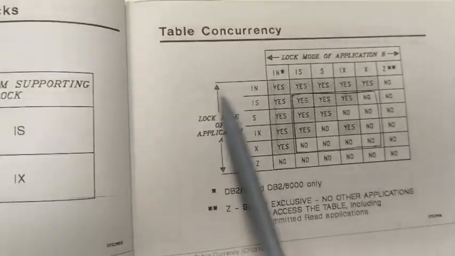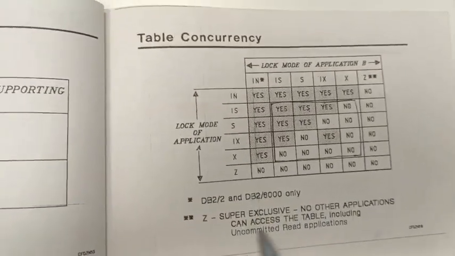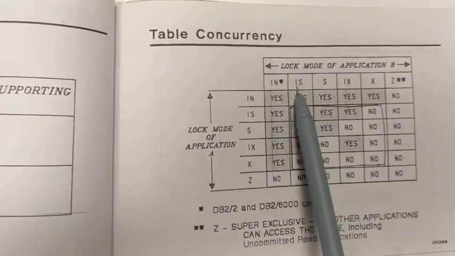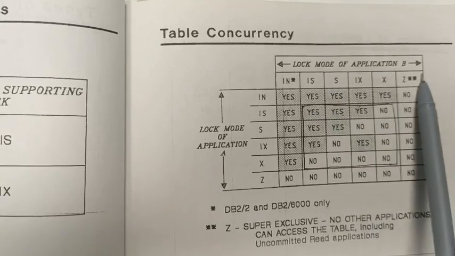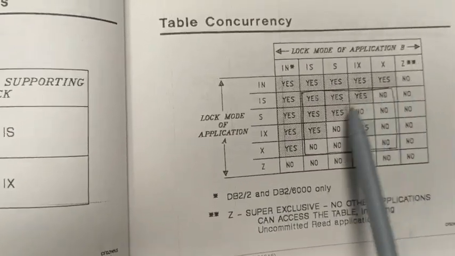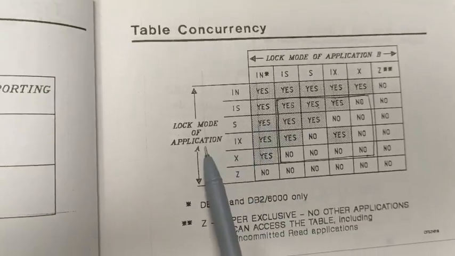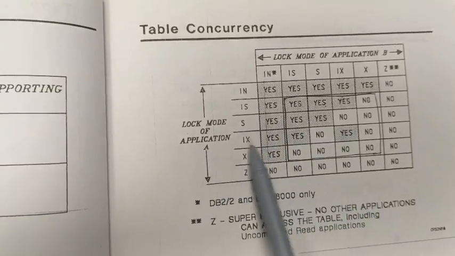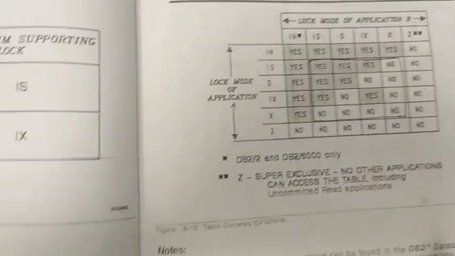And this is table concurrency. Each and every one is explained in the table, like what are the types of lock mode for an application. These are the lock modes on applications A and B. Whenever you have a cross of 2 applications, it shows which modes the application will support here.